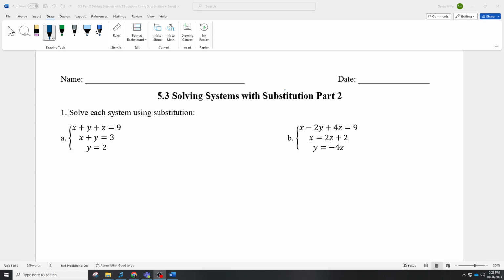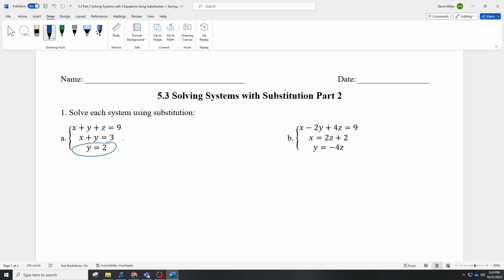For part A, we're going to solve these all by doing substitution like we did yesterday. So it says solve by substitution. If we look at all 3 of these, we have x plus y plus z equals 9, x plus y equals 3, and y equals 2. This one is a little bit easier because it already gives us a value that we need, a y value. The y value is 2. So this time we're actually going to work our way a little bit backwards and start from the bottom equation and work our way up.